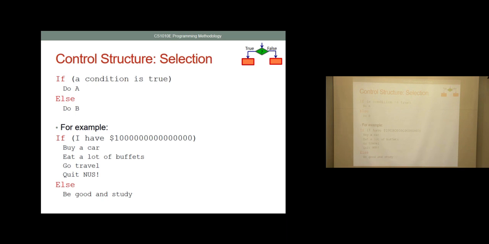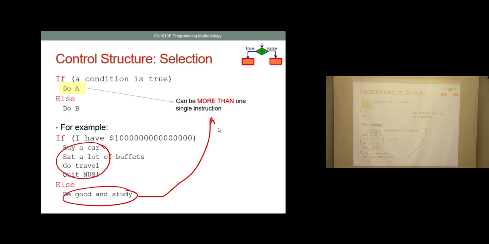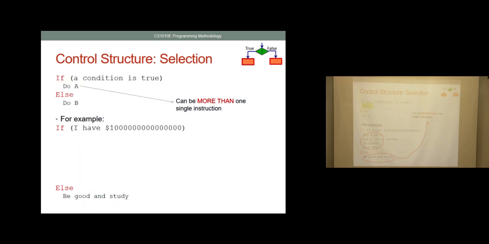Of course, if you have that much money, you can still be good and study, okay? But you get what I mean, right? So, if the condition is right, you do certain things, else you do the rest of the things. That is how you make decisions. And doing certain things can be more than one. This one also can be multiple instructions, okay? You can actually do a sequence of things when the condition is correct or not correct.